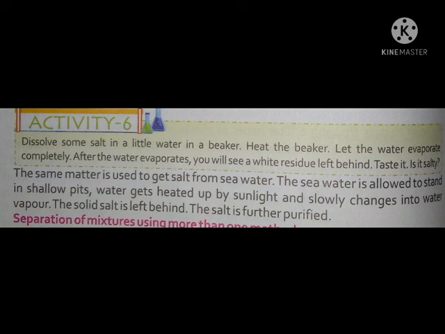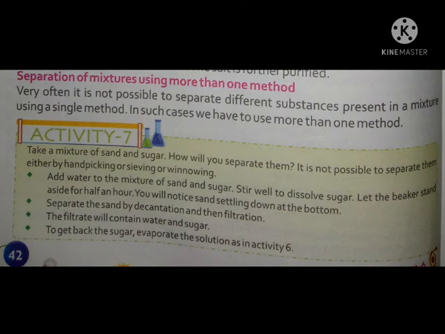Separation of mixtures using more than one method. Very often it is not possible to separate different substances present in a mixture using a single method. By the use of a single method we cannot separate different substances present in a mixture. We have to apply various methods to separate all the components of a mixture. In such cases, we have to use more than one method.